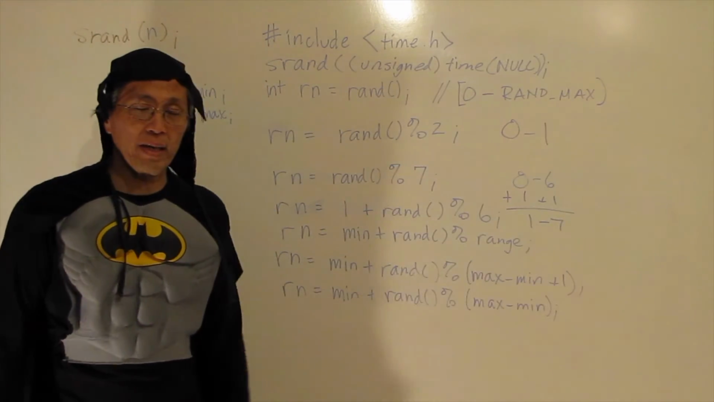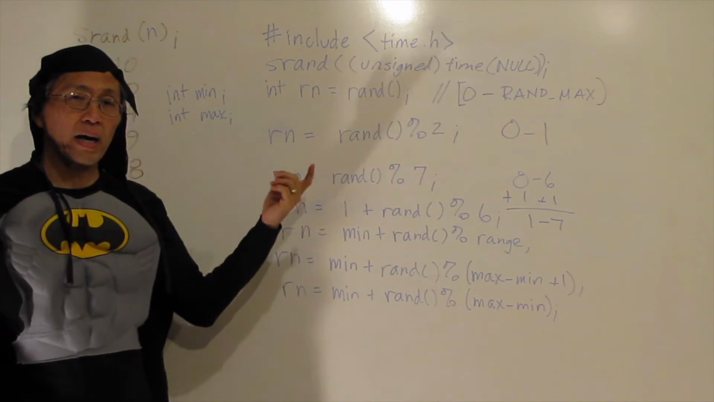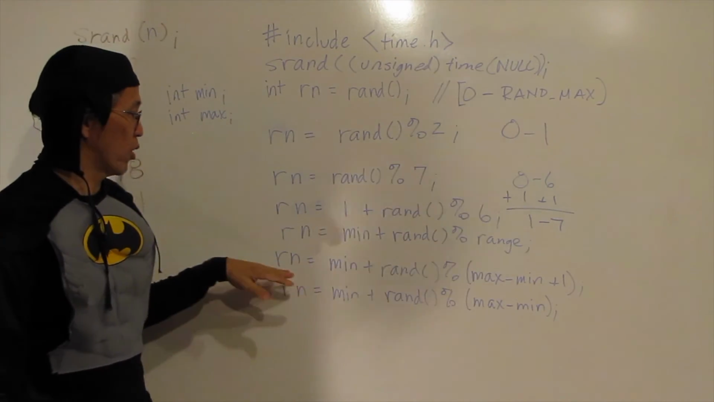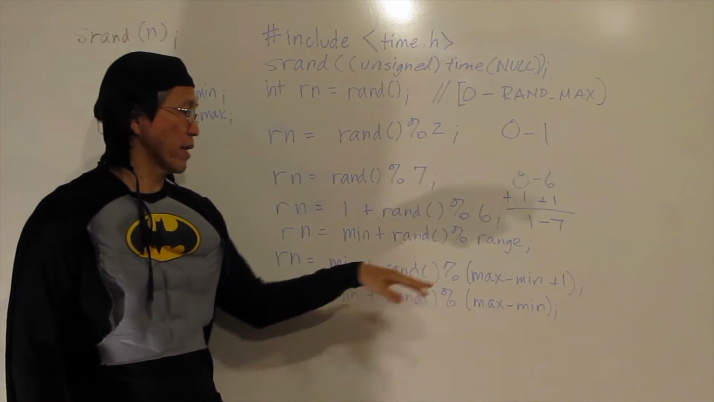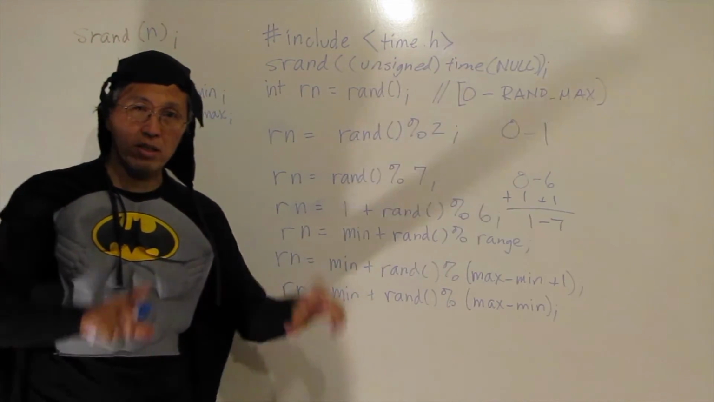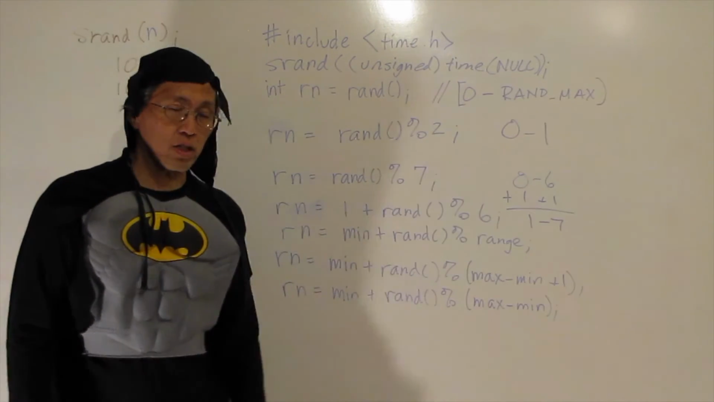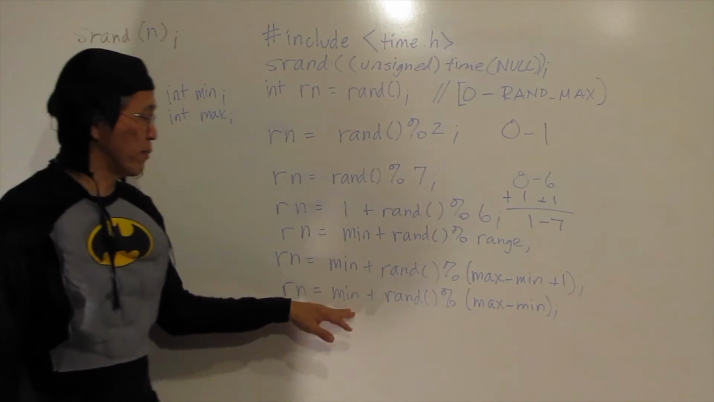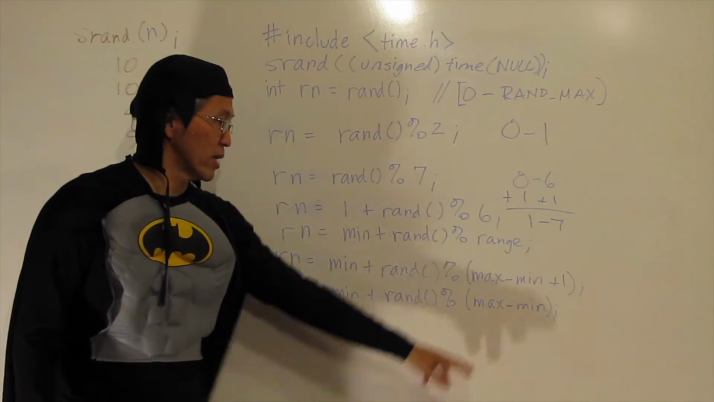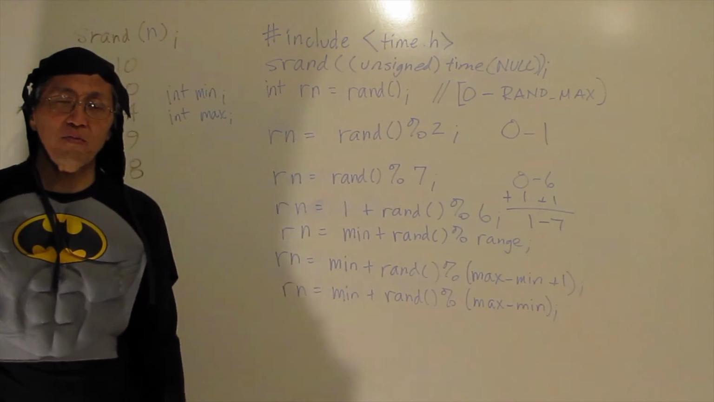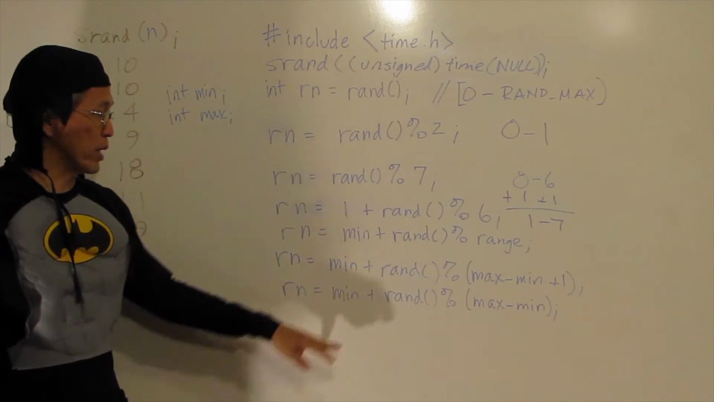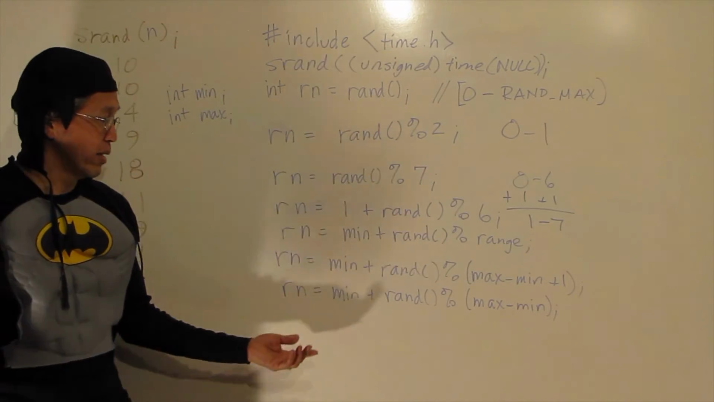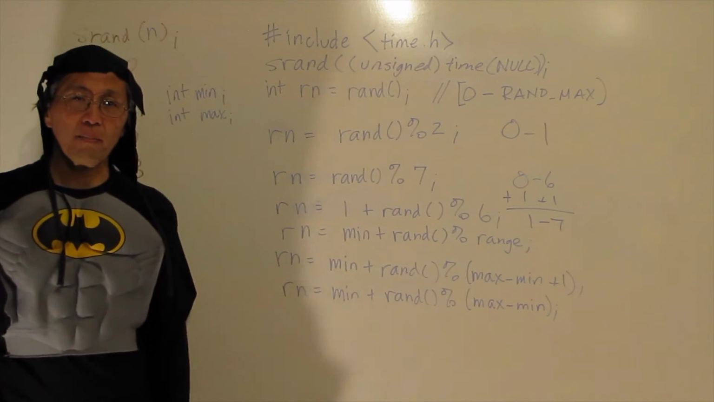The reason I have the plus 1 in there is I want to make sure that this is inclusive of the max. So Rn is assigned the value min plus Rn modulus max minus min plus 1, and that's all in parentheses. That will give me inclusive of my max. Okay? If I do Rn is assigned the value min plus Rn modulus max minus min, that will give me that range between min and max, but it won't include the max. So that'll give me any integer between min and max, exclusive of the max.